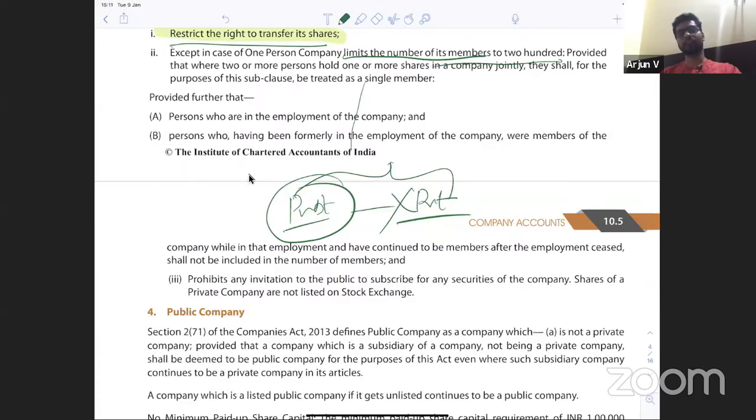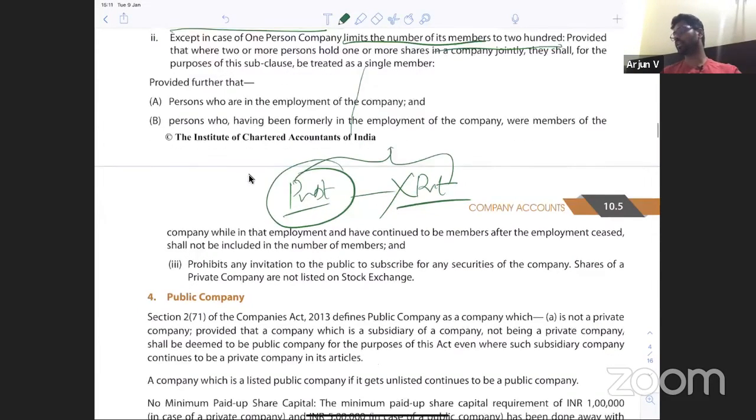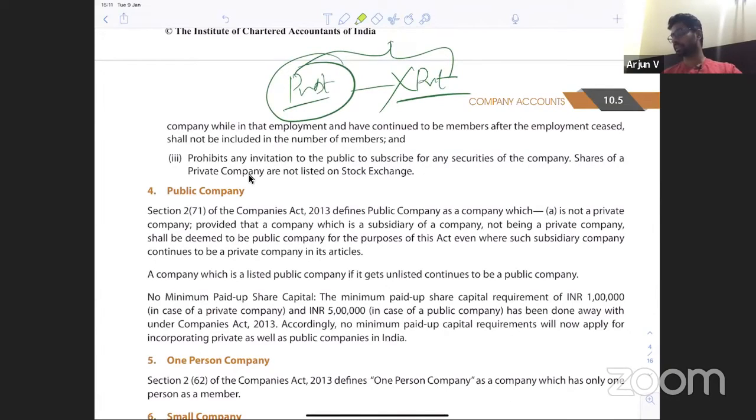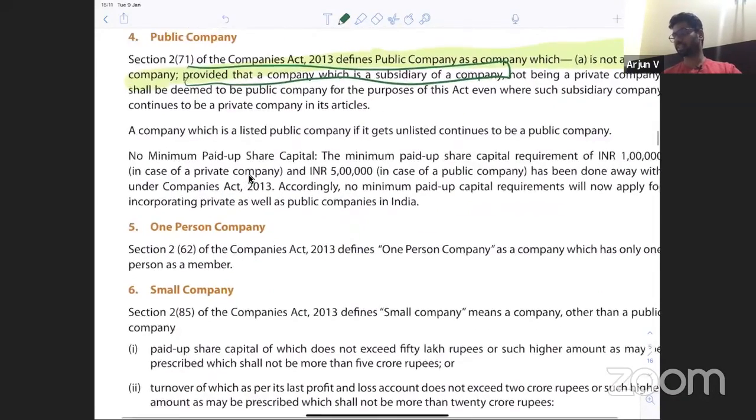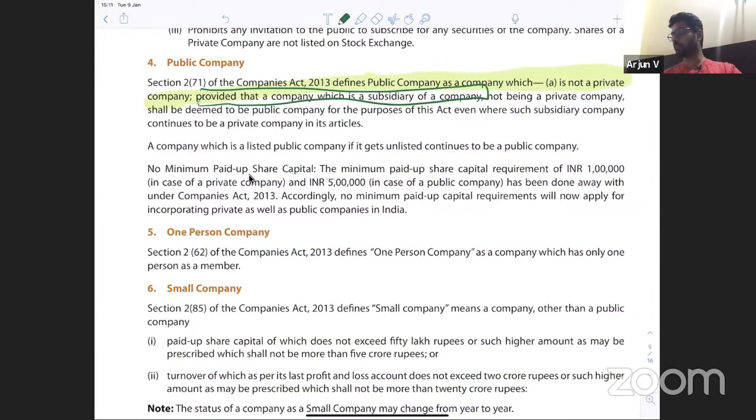Now, like I said, what is a public limited company? A public limited company is a company which is not a private company, provided that it is a subsidiary. I have not come to the subsidiary definition yet, I'll come back to it later. So what are the features of it? There is no minimum paid up capital.